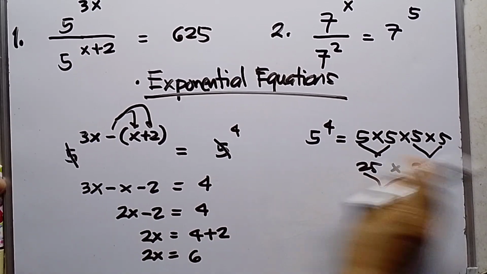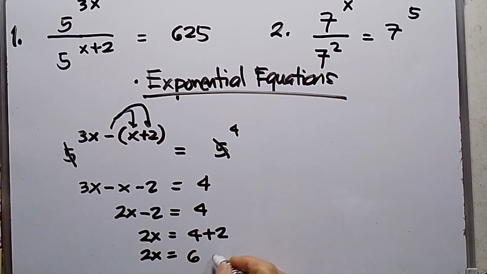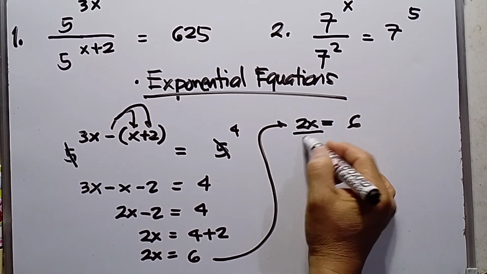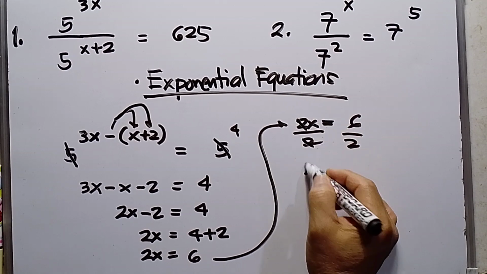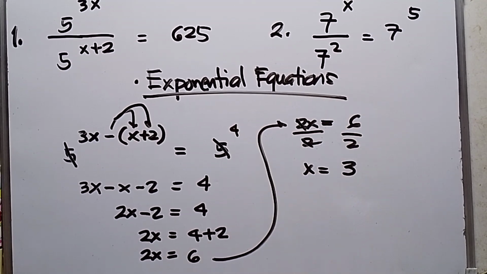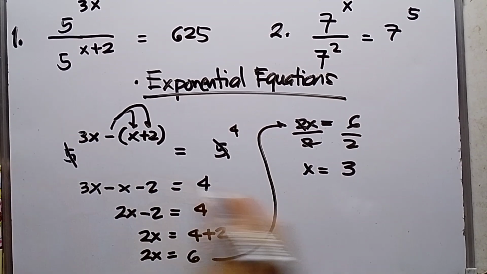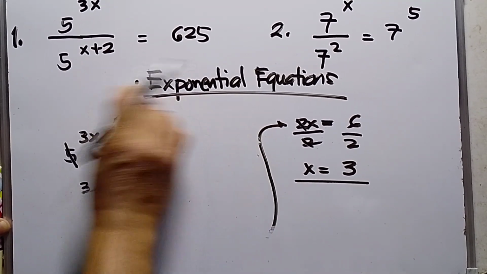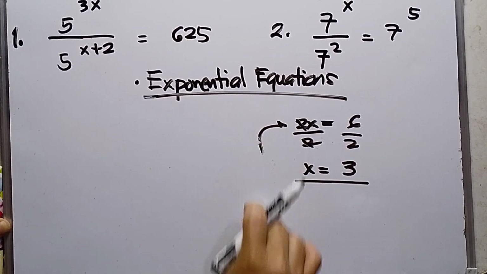So therefore, x is equal to, divide by 2, right? So x will be equal to 3. Now let us check if x equals 3 is correct. So substitute x equals 3 into the given equation.